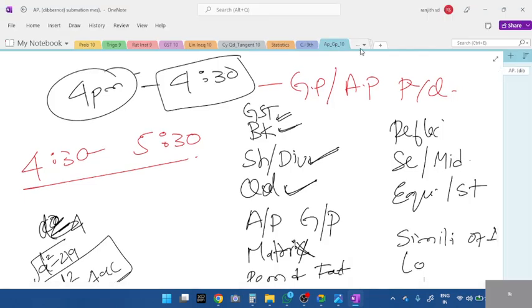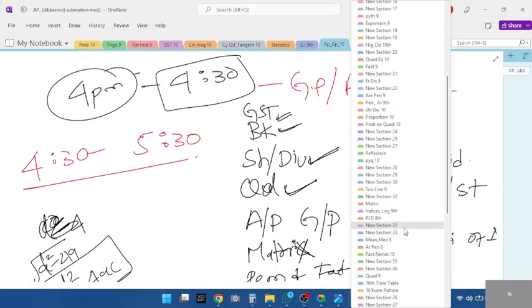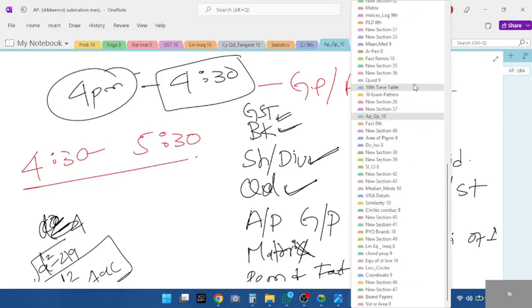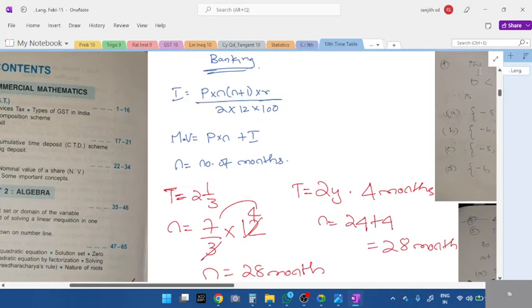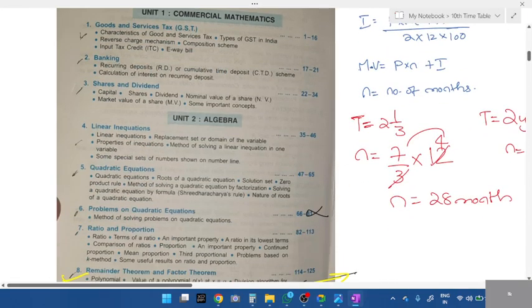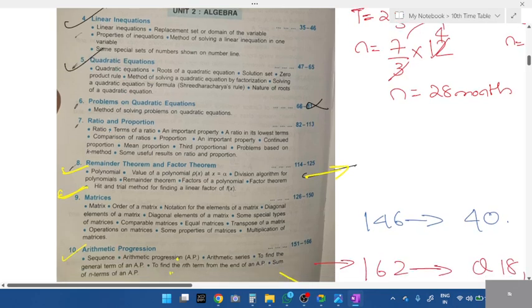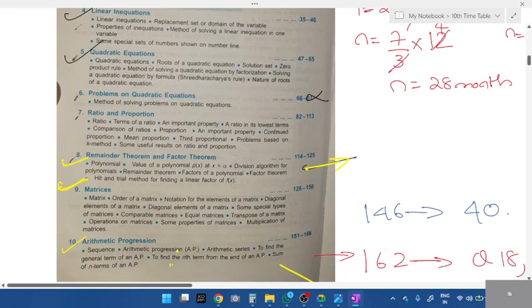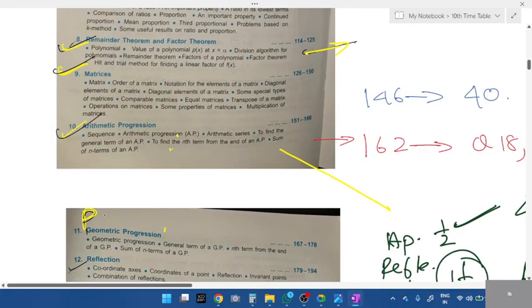Let me show. You'll tell me which formulas you want me to discuss. In the evening we'll do that. Only the formulas I'll explain. I'll show you all the chapters, students. Yes, look at this. See, GST we have done, banking is done, shares and dividend we have solved questions, linear inequation done, quadratic equation is also done. Problems on quadratic, for now I have cancelled it. We'll see it later. Proportion, I'll make you all revise. Ratio you all don't have. Remainder and factor theorem done, matrix is done, AP, GP is also completed.